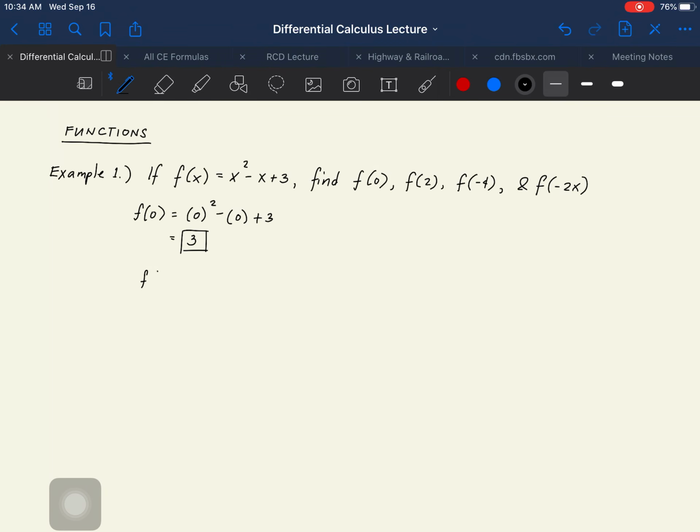What is the value of f of 2? Now for f of 2, we will just substitute 2 for x. So 2 squared minus 2 plus 3. So this becomes 4 minus 2 plus 3. And the value for that is 5. So simple? Yeah, quite. That's how it is.